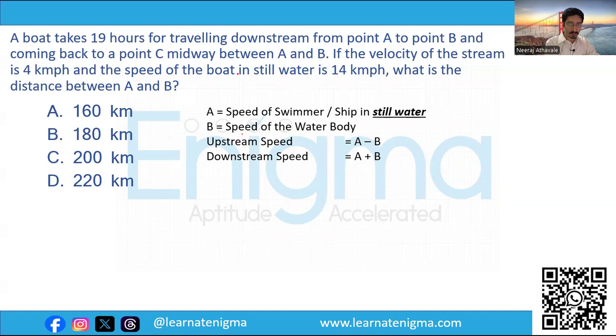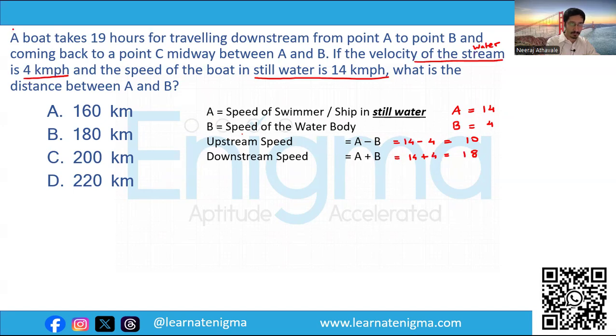Now, if we read this question, we are given the speed of the boat in still water is 14 kilometers per hour. That means A is equal to 14. Velocity of the stream is 4 kilometers per hour. Stream is nothing but the water body. So therefore, we have B is equal to 4. So the upstream speed will be 14 minus 4, that is 10. And the downstream speed will be 14 plus 4, that is 18.